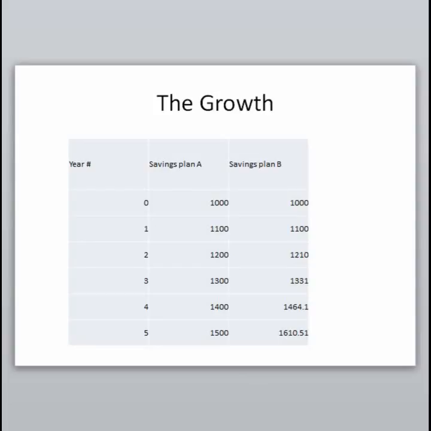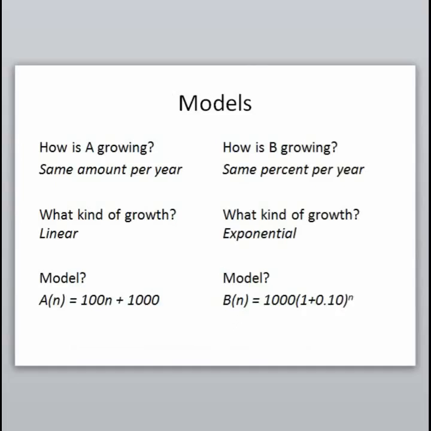$1,610.51 compared to $1,500. That's over $100 more in savings plan B. So in this case, it's far more profitable to increase by 10% each year rather than $100 each year because we end up with more money. So savings plan A is growing by the same amount per year. It's growing by $100. That is classic linear growth.